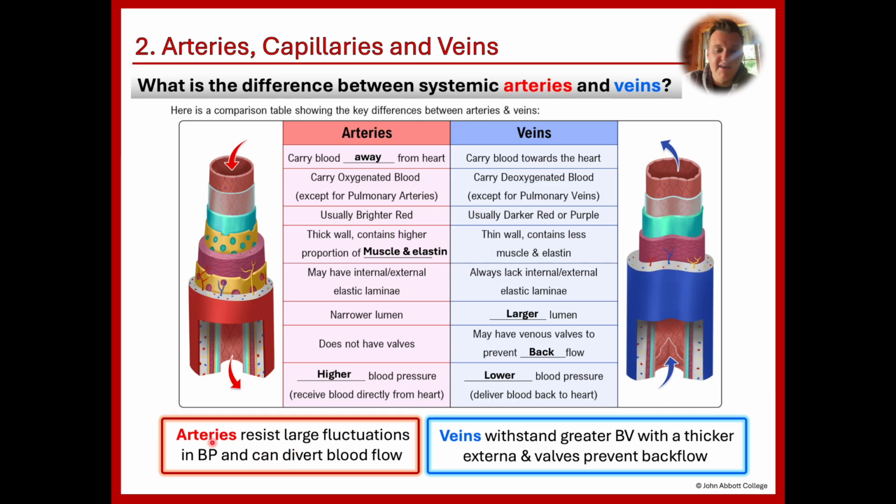So the key thing here, arteries resist the large fluctuations in blood pressure, and they could divert blood flow because they have that muscle layer. They can divert blood flow in one direction or another. Veins, they withstand a greater blood volume, right? They have a lot more blood inside of them. So they have this thicker externa, and valves help to prevent backflow.